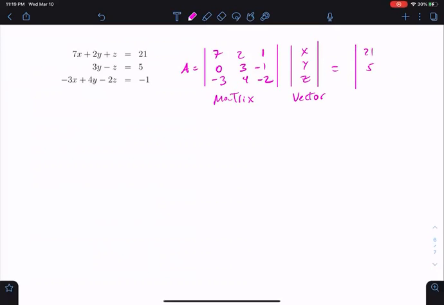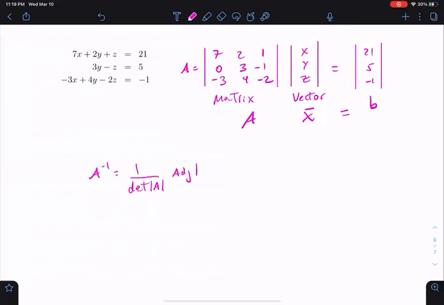21, 5, 81. And we call this B, and we call this X hat, and we call this A. So AX equals B. So how can we do this? The first thing we need to do, if we're doing it the inverse way, is the way we learn it. So let's do the way we learned today. A inverse, the definition is 1 over the determinant of A times the adjoint of A.